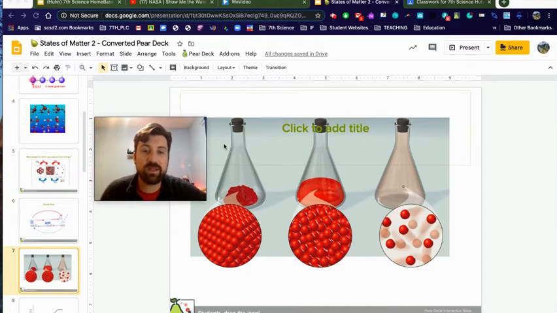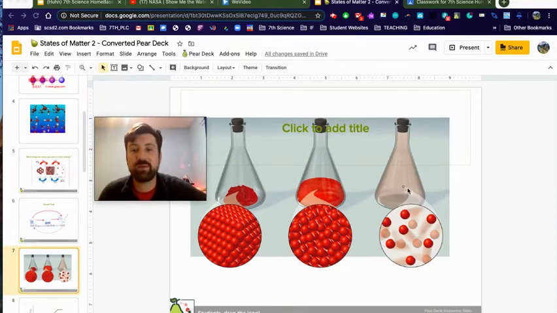Here is a solid in an Erlenmeyer flask. You can see it's like a little chunk in the middle of the container, and all the molecules are arranged and connected together, not moving very much, vibrating a little bit. Okay, liquids take the shape of their container, but they don't fill it. They have gravity pulling on them because they're all connected to each other. They're not moving fast enough. So they're sliding around and moving around at the bottom.